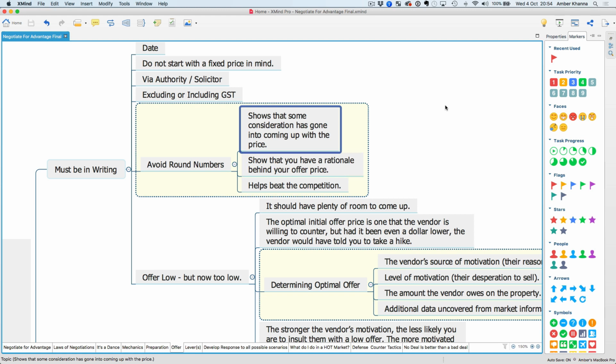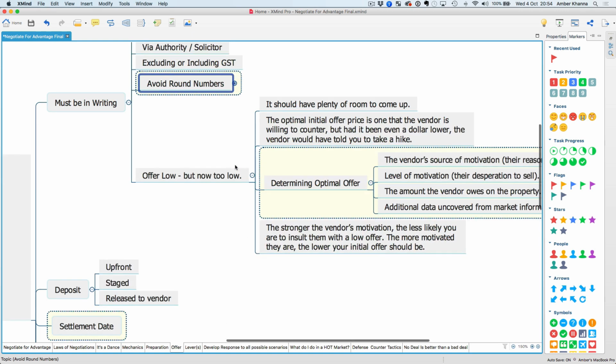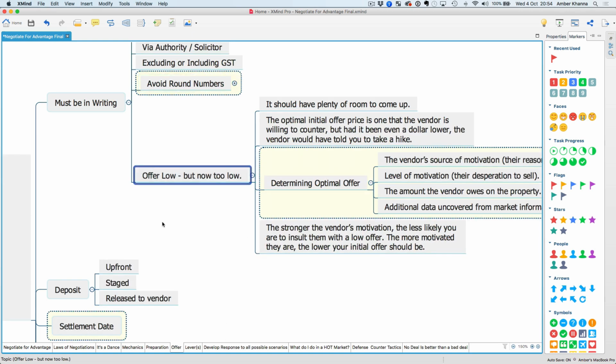So your offer needs to have 7 things. Number 1, it needs to be in writing. I'll zoom in a little bit more. It needs to be in writing. There's got to be a date, and you can't start with a fixed price in mind. And it always must come via an authority, unless you haven't got one. So we don't send all our offers via the lawyer, but when I'm negotiating a price and when I want them to put the price down, I will send that via the lawyer.